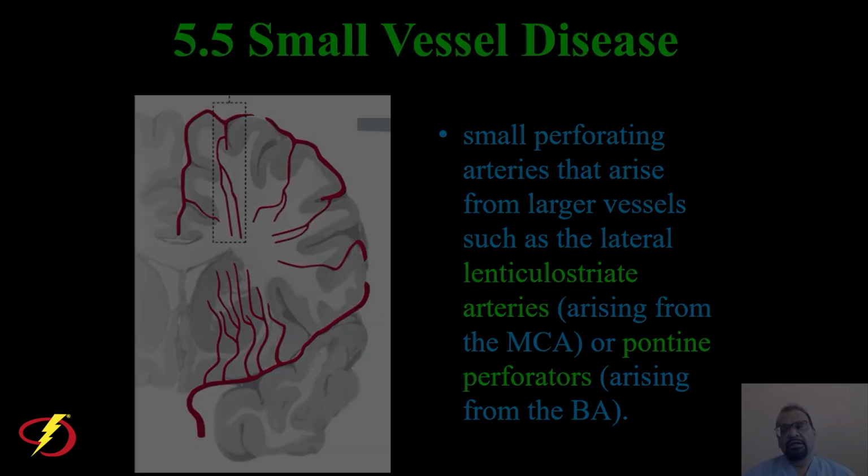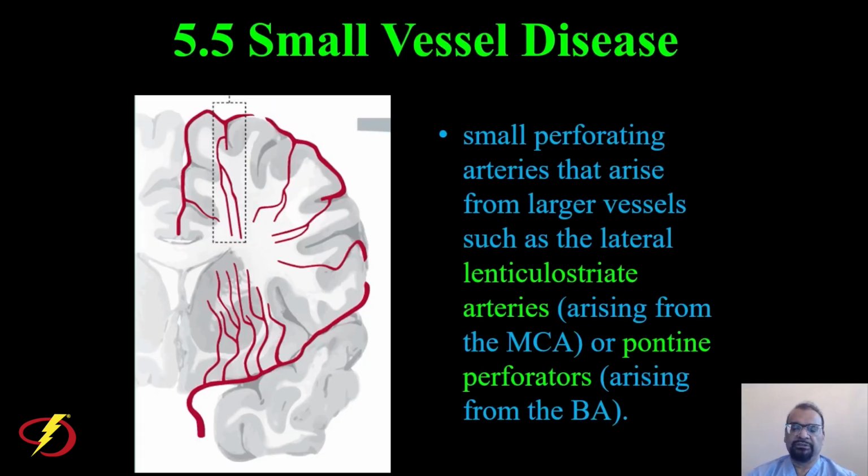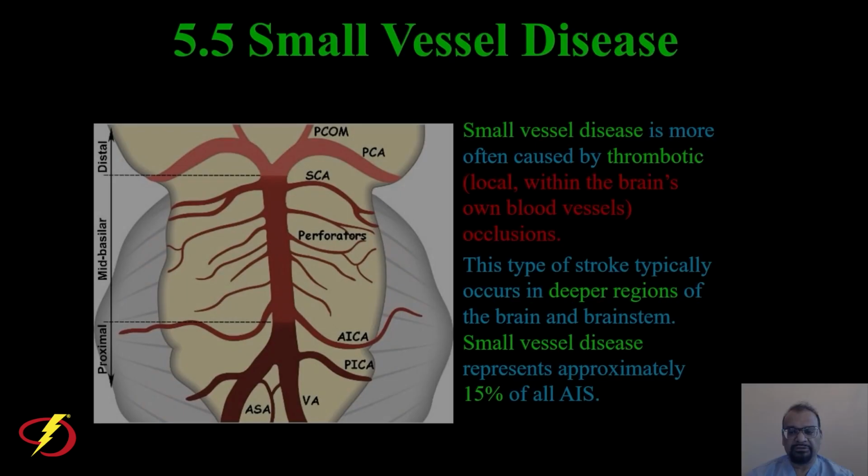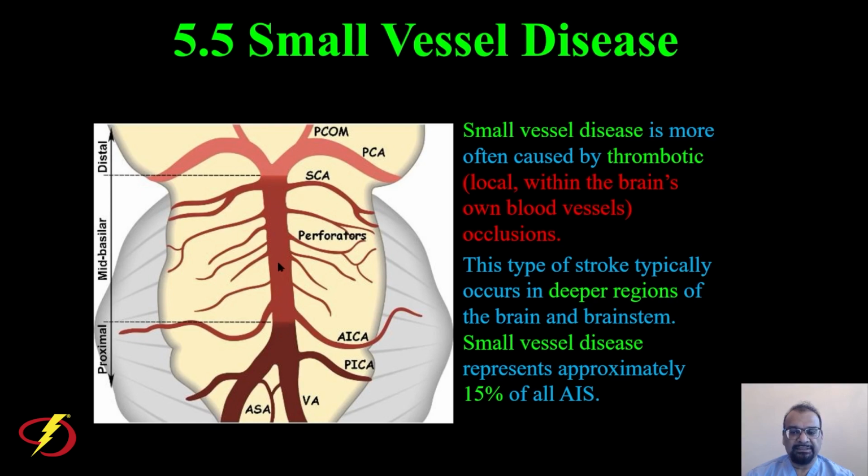Another etiology or cause of acute ischemic stroke is small vessel disease. This is caused by disease within small perforating arteries that arise from larger vessels, such as the lateral lenticulostriate arteries. Remember, we talked about this in the last lecture, these arose off the M1 segment of the middle cerebral artery. They can arise from other small vessels, such as the pontine perforators, which arise from the basilar artery. So here are those pontine perforators arising from the basilar artery.